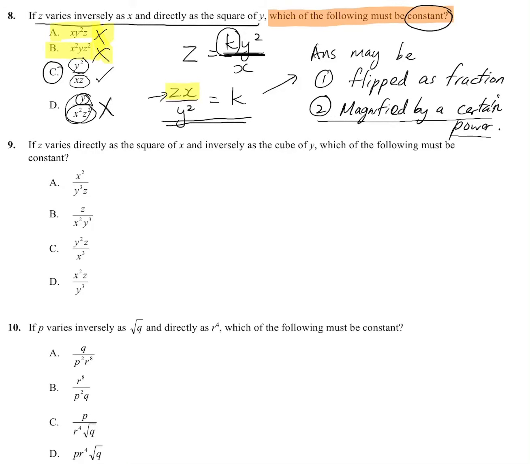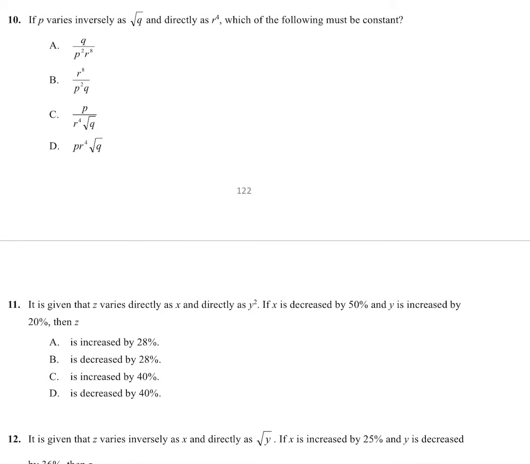Okay, and I'll show you one more example. Let's look at number 10. So P varies inversely to the square root of Q and directly as r to the power of 4. Again, make k the constant. So it's going to be P square root Q over r to the power of 4.